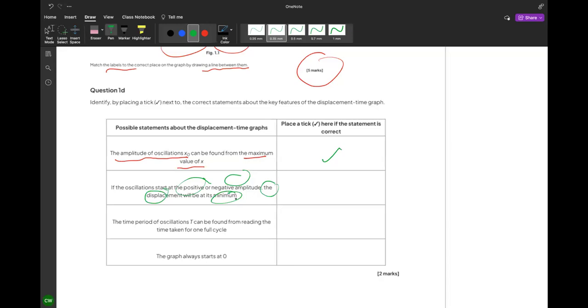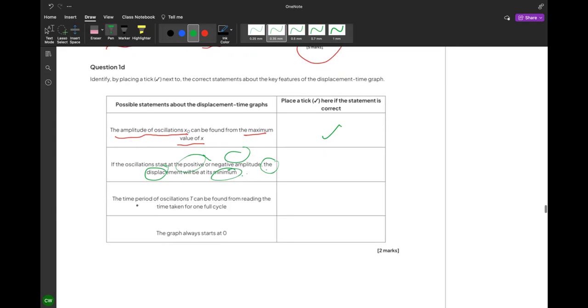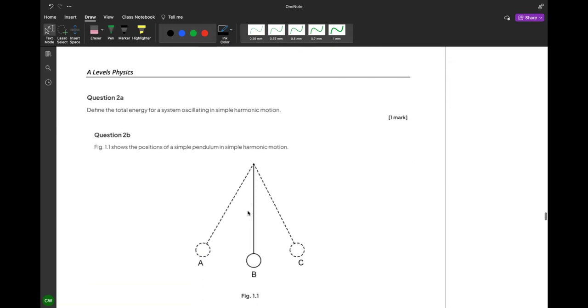Not correct. These are not correct. If it's starting from amplitude, then displacement should also be maximum, cannot be minimum. Time is found by reading from one full cycle. This one is correct. A graph does not always start from zero, it's not necessary. Sometimes it starts from maximum, from amplitude. Wrong.